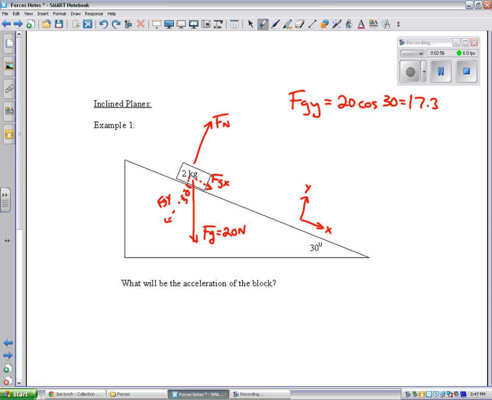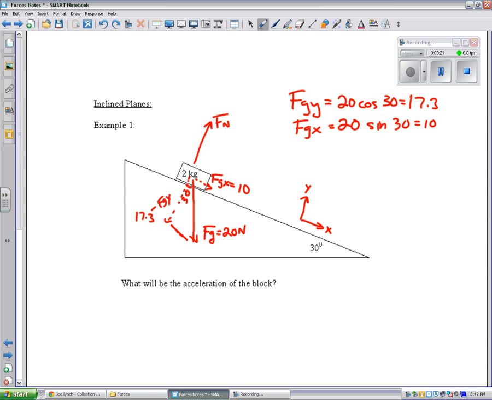And for the x, then, it's going to be the sine, because it's really like this side of this triangle that I've moved up over here. So it's going to be FGX is 20 sine 30, and that's going to give me a value of 10. And I like to write these right on here. So I know this is 10 going down the hill, and this FGY is 17.3.